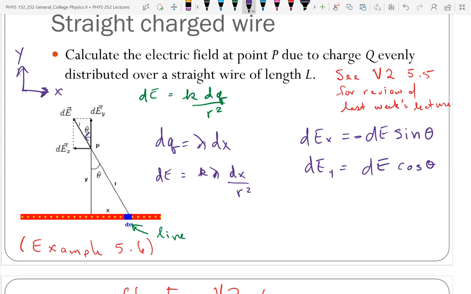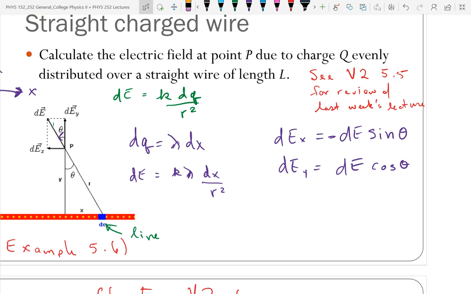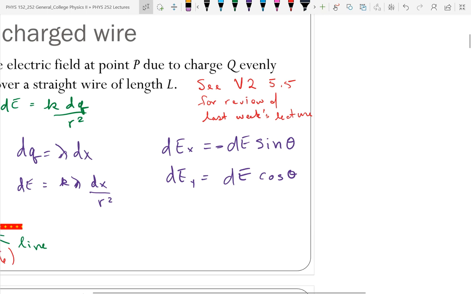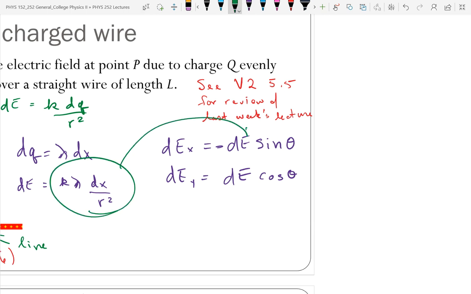Okay. So that means when we have a negative theta, our x is going to be negative? We define x to the right as positive. So when we're taking a piece out here that's at a positive x, we're going to have a positive angle and dEx is negative. When we take a piece over here that's at a negative x, we're going to have a negative angle, and that's going to make it a positive dEx. So that changes things. Now let's combine, put this in for dE.